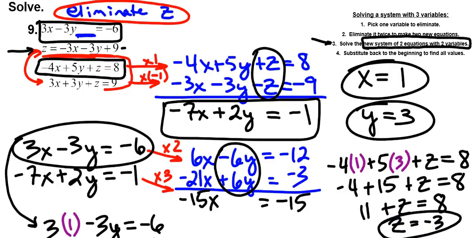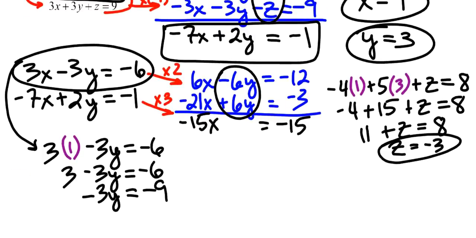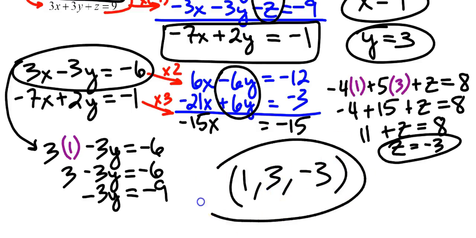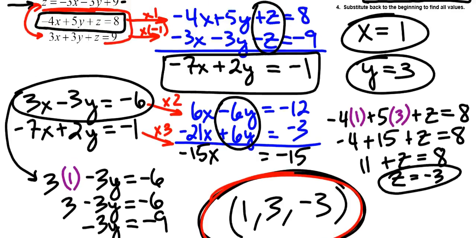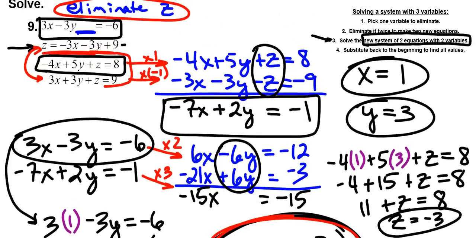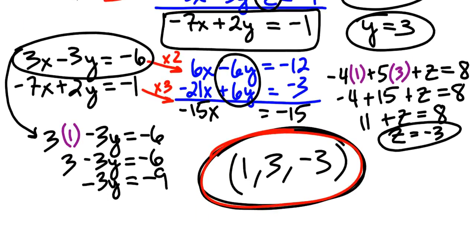So we can write our answer out now as x is 1, y is 3, and z is negative 3. And this is our final answer for this system of equations that we have in number, I believe this was 9. Yes, in number 9. So the answer to 9 is 1, 3, negative 3.